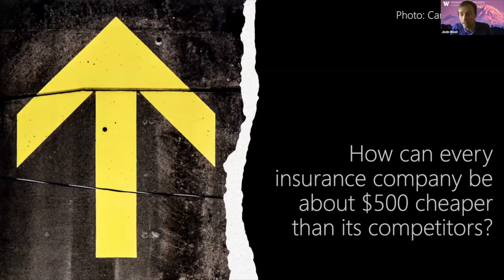But anyway, okay. So how can every insurance company be about $500 cheaper than its competitors? It just doesn't make sense. How can that be? Well, pause the video for a sec. Everyone can discuss it for a second. What could cause that? So we're unpaused now with the video.